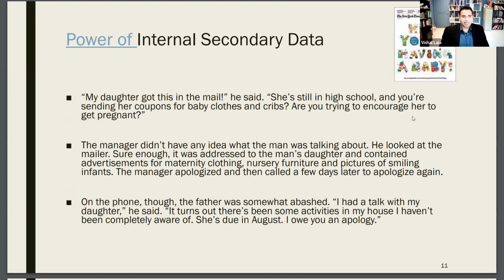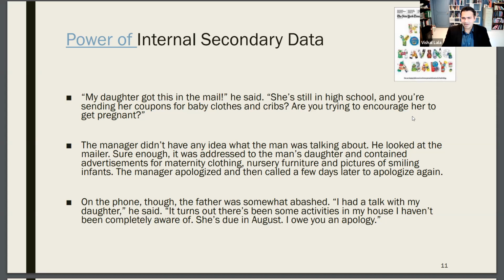So the father of this girl went over to Target and he had a question for the manager. He asked the manager the following: "My daughter got this in the mail. She's still in high school and you're sending her coupons for baby clothes and cribs. Are you trying to encourage her to get pregnant?"